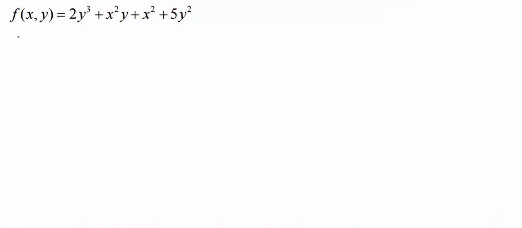Let's find the local extrema for this function. f(x,y) = 2y^3 + x^2 y + x^2 + 5y^2. So we start off by taking the partials.